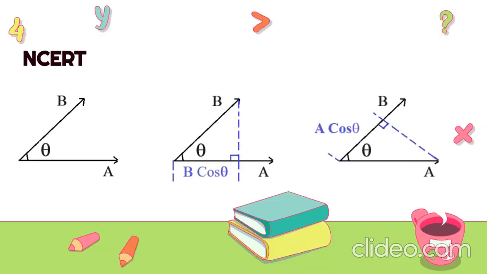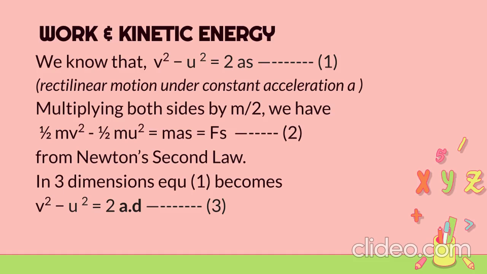A surprise awaits if we analyze the relation for rectilinear motion under constant acceleration a, which is v squared minus u squared equal to 2as, where u and v are the initial and final speeds and s is the distance traversed. If we multiply this equation by m by 2 on both sides, we will have half mv squared minus half mu squared equal to mas, or F into s, which follows from Newton's second law.